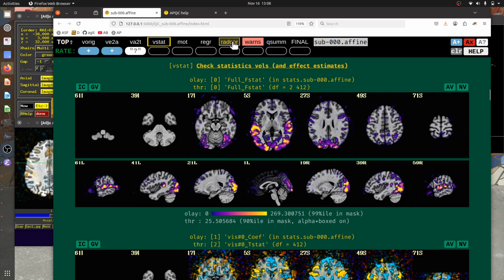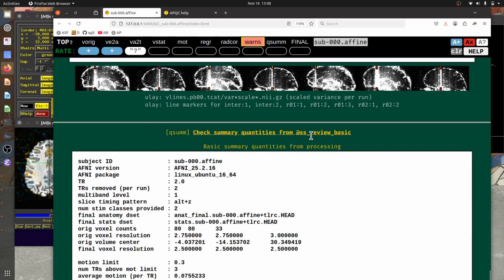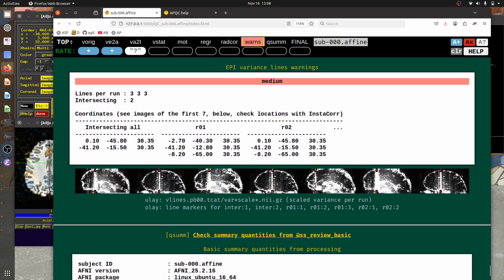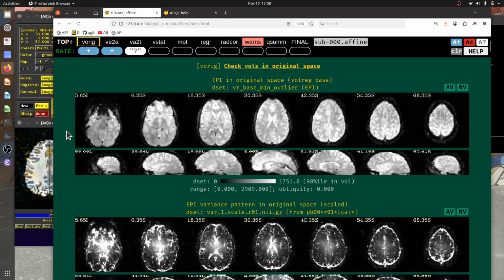And if I go back down to my warnings block here and look and see where I see artifact, well, I really do see them in a lot of different parts of the brain. Now, this was the bottom of the warning section, and now you can see this medium level warning and how that's reflected here. If you remember from the very start of our QC checks in the vorig section, we said that we have the original data set itself for our min outlier data set. So this is our EPI time point that we use for volume registration.